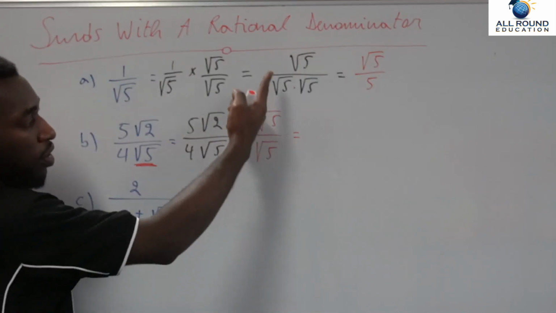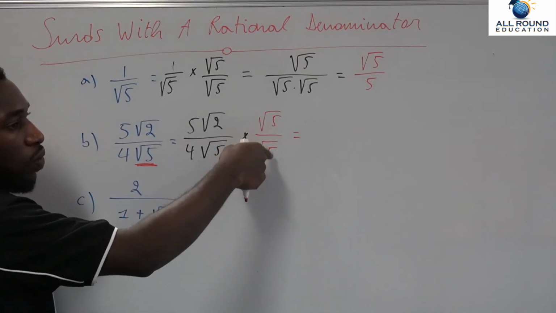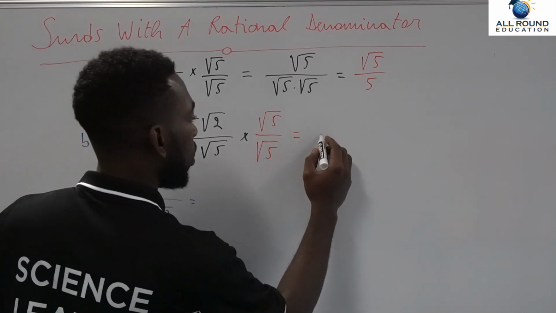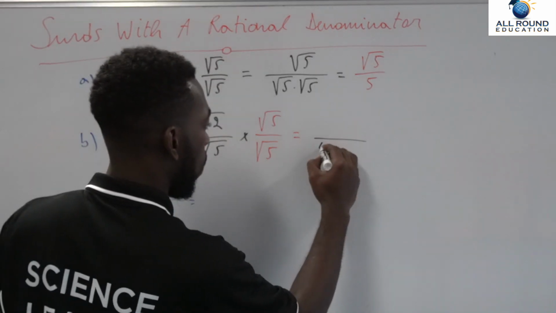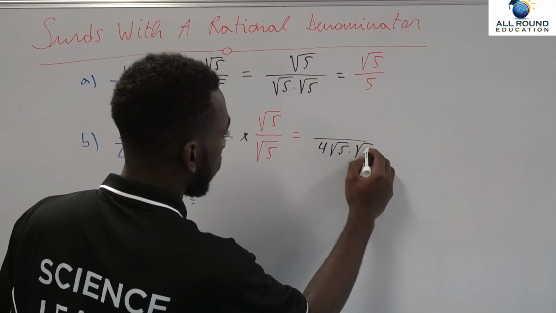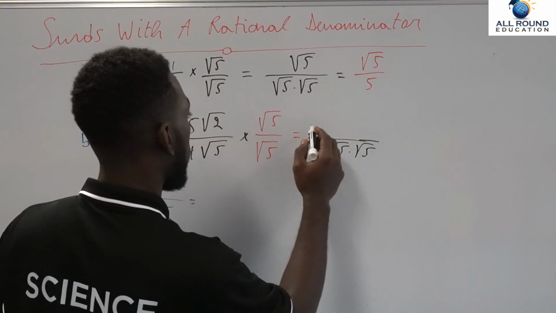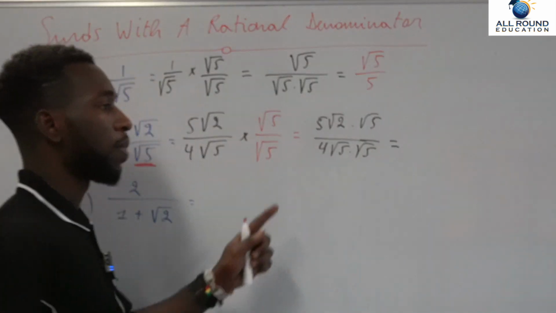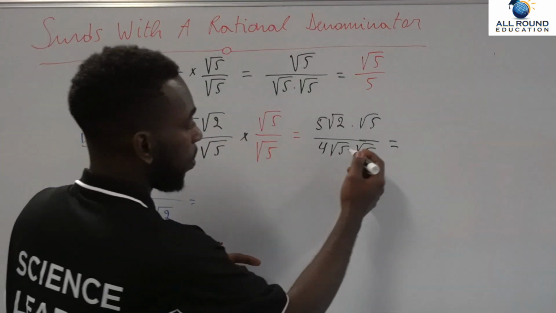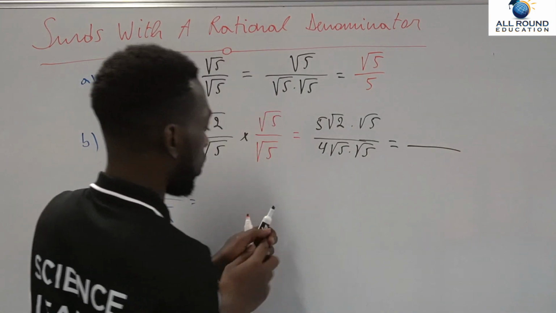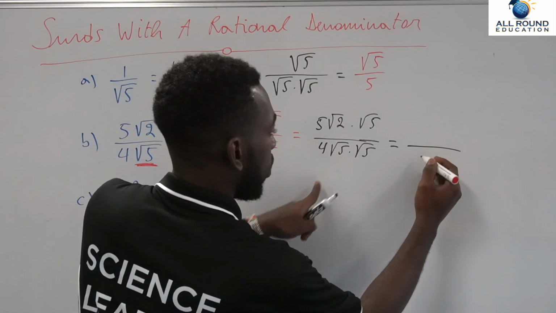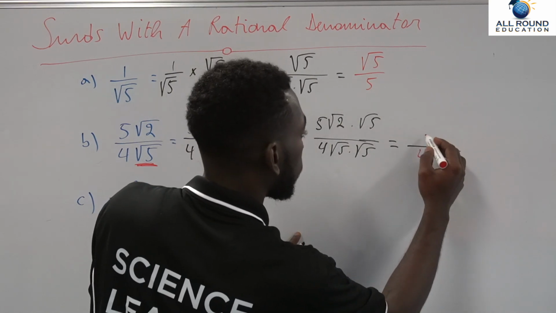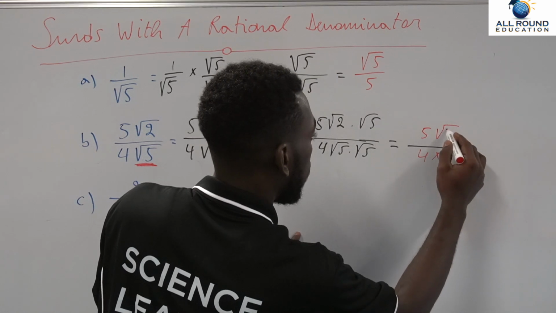When you do this again, as I mentioned at the beginning, it does not change the value. It's just 1 because it's a number over itself. It will always give you 1. However, at the bottom, what you then have is 4 times root 5 times root 5, and at the top, you have 5 root 2 times root 5. So here, what happens is at the bottom you end up with 4 times 5, and at the top you have 5 root 10.